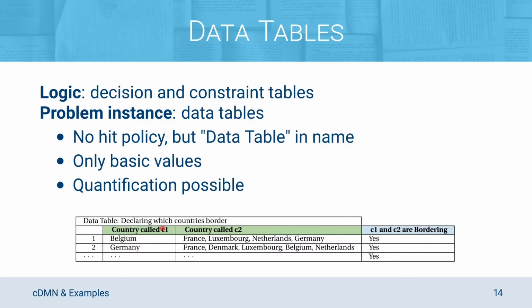We could, for example, say that for every country called C1, which is Belgium, and every country called C2, which is in this list, they border. And then we could do the same for Germany and all the other countries. And then we'd have a data table representing a concrete problem to solve. If we ever want to color in a different map of the world, all we would need to do is change out this data table by a new data table representing this other part of the world.